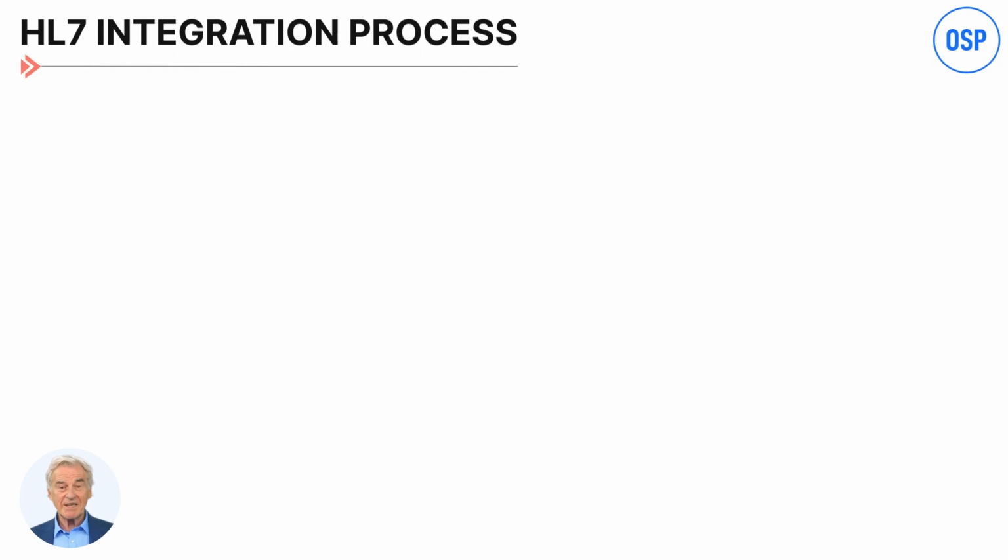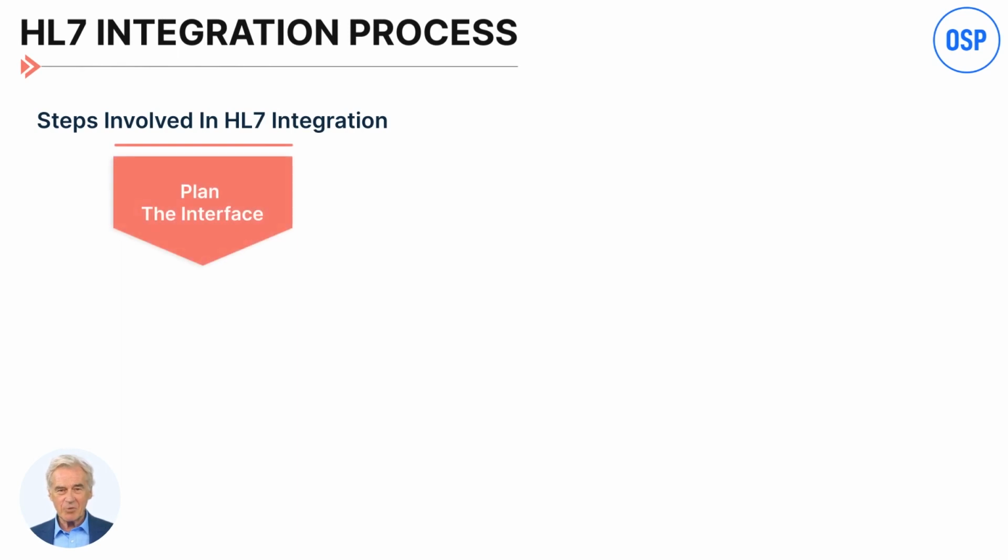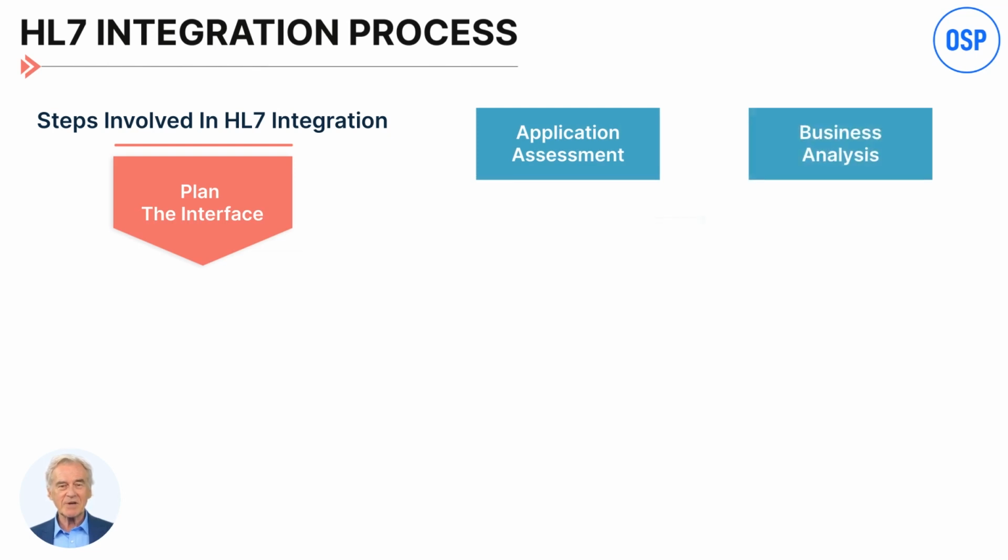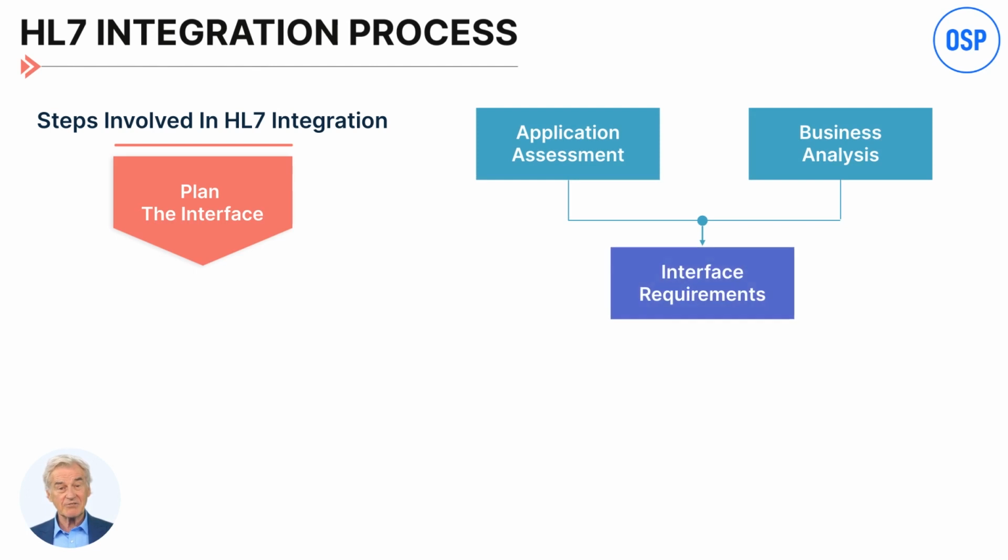Now let's see the final and most crucial part of the HL7 integration process. The step is to plan the interface. A well-planned HL7 interface offers multiple benefits like reduction in duplicate data entry, better workflow, and so on. Let me quickly give you all an overview of how to plan for the right interface. 1. Analyzing interface requirements. 2. Designing interface and stipulation.